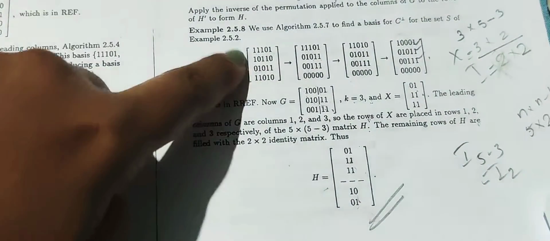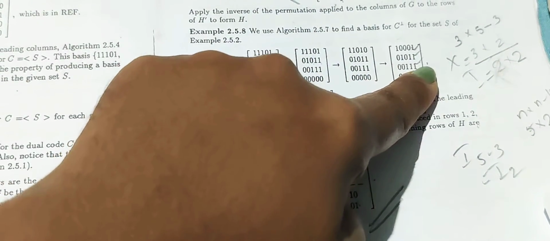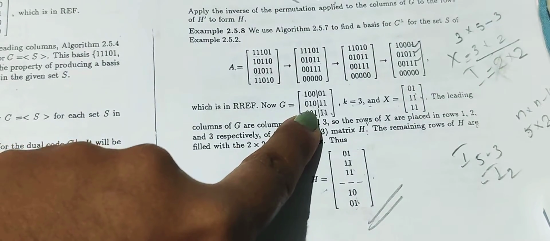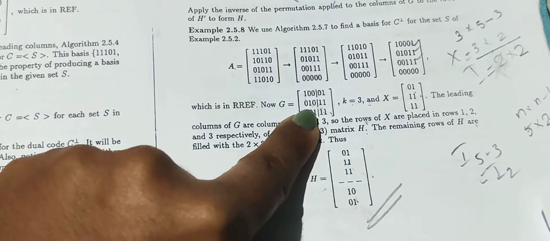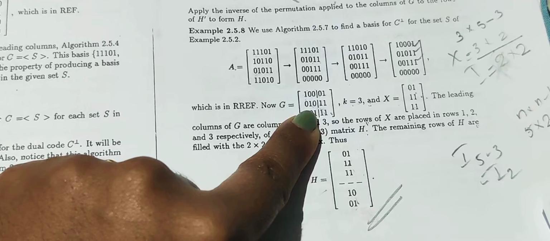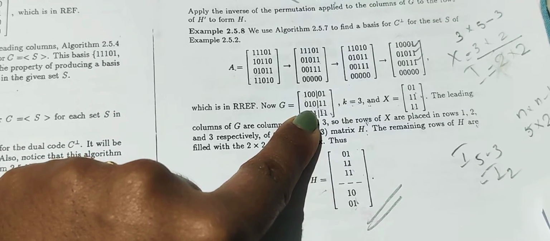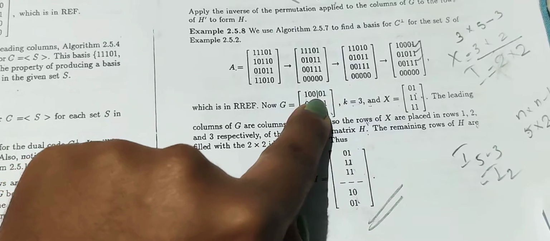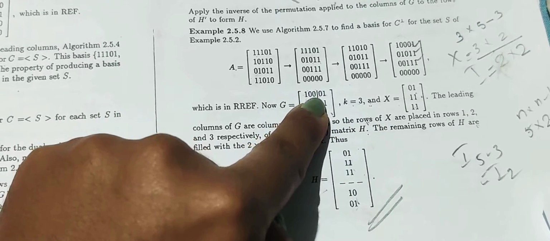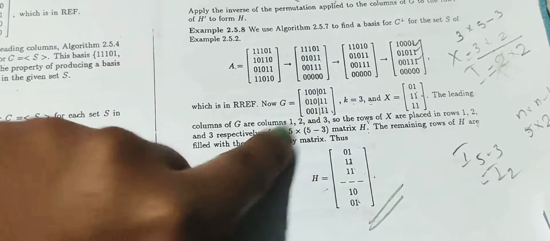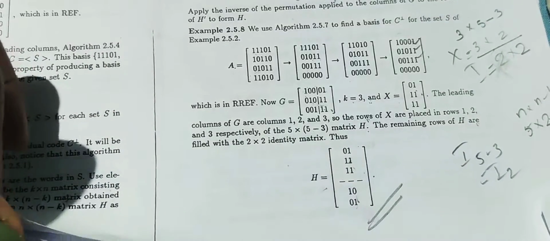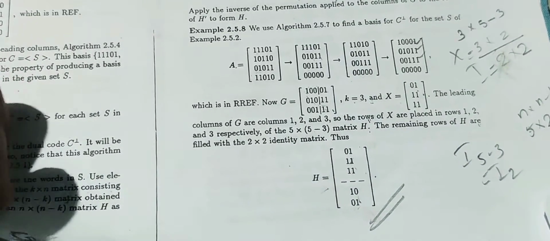So this is the construction. First we take the reduced form, then consider the non-zero rows, then delete the leading columns. A leading column is one that contains exactly one element. The remaining part is what we call X. X with the identity is the matrix H, and each column of H forms a basis for C perp. So this is the method for finding the basis for C perp.